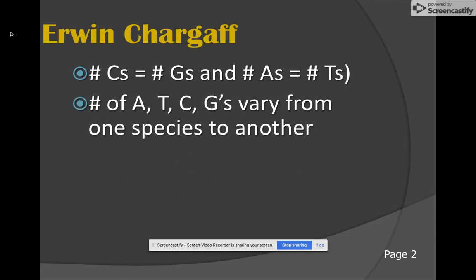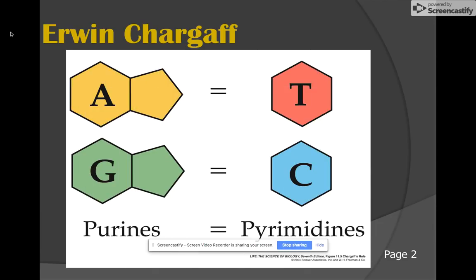So what he concluded was that because those numbers are the same, adenine must pair with thymine, since they're always found in equal numbers, and cytosine must pair with guanine in equal numbers. So no matter what species it was, the number of adenine and thymine, cytosine and guanine can vary, but adenine always equaled thymine and cytosine always equaled guanine. So that's where we come up with our base pair rule.